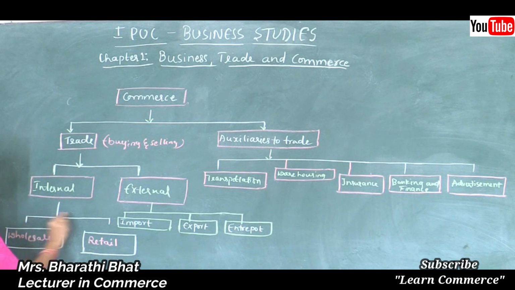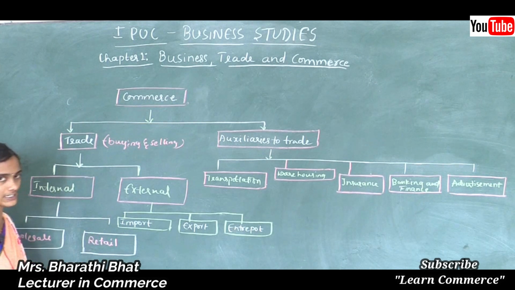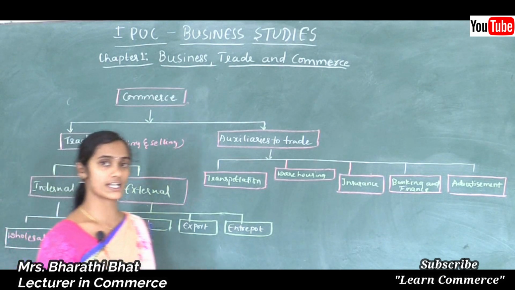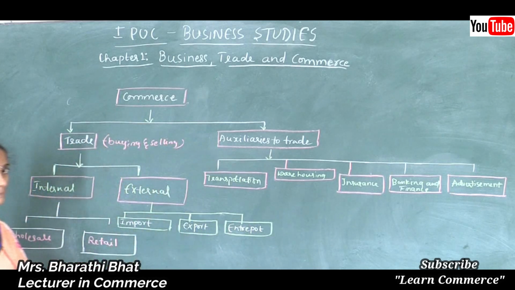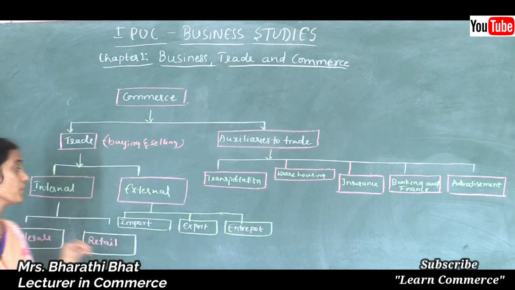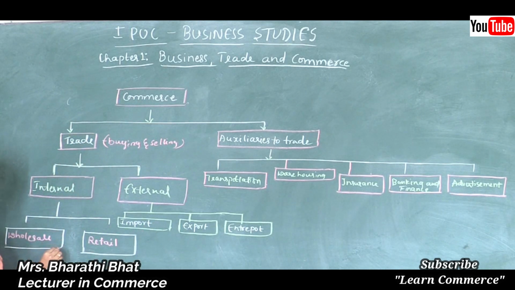Here internal trade is subdivided into two types of trade. One is wholesale trade, another one is retail trade. Very simple, wholesale trade means the wholesaler buys goods from producers in larger quantities. Why do they buy the goods in larger quantities? For the purpose of resale. These wholesalers buy goods directly from the manufacturer, and later they sell the same goods to the retailer in smaller quantities.